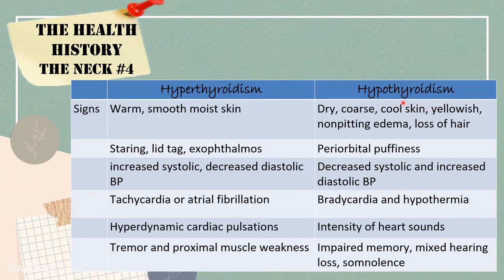On the other hand, for those who have hypothyroidism, when you palpate, their skin is usually dry, coarse, cool skin, yellowish, non-pitting edema, loss of hair. There is periorbital puffiness. Decrease ang kanilang systolic and increase diastolic blood pressure. There is bradycardia, okay, below normal or mababa ang heart rate. And hypothermia, intensity of the heart sounds when you auscultate, impaired memory, mixed hearing loss, and somnolence.